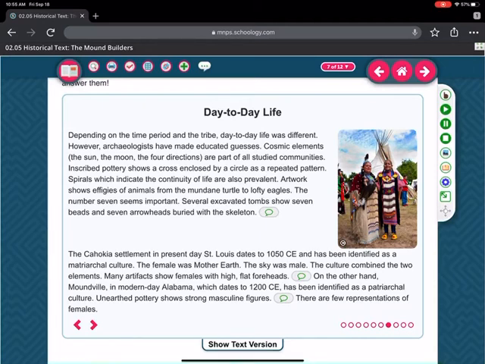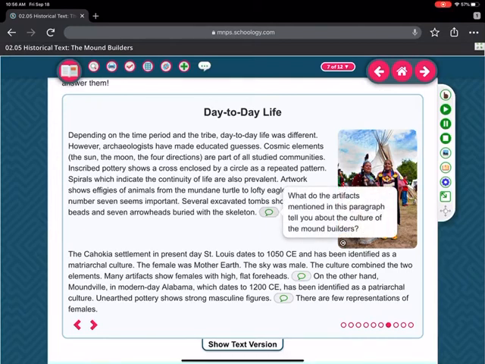Artwork shows effigies of animals from the mundane turtle to lofty eagles. The number 7 seems important. Several excavated tombs show 7 beads and 7 arrowheads buried with the skeleton. So what do the artifacts mentioned in this paragraph tell you about the culture of the mound builders? Okay, I'm going to let you answer that by yourself.